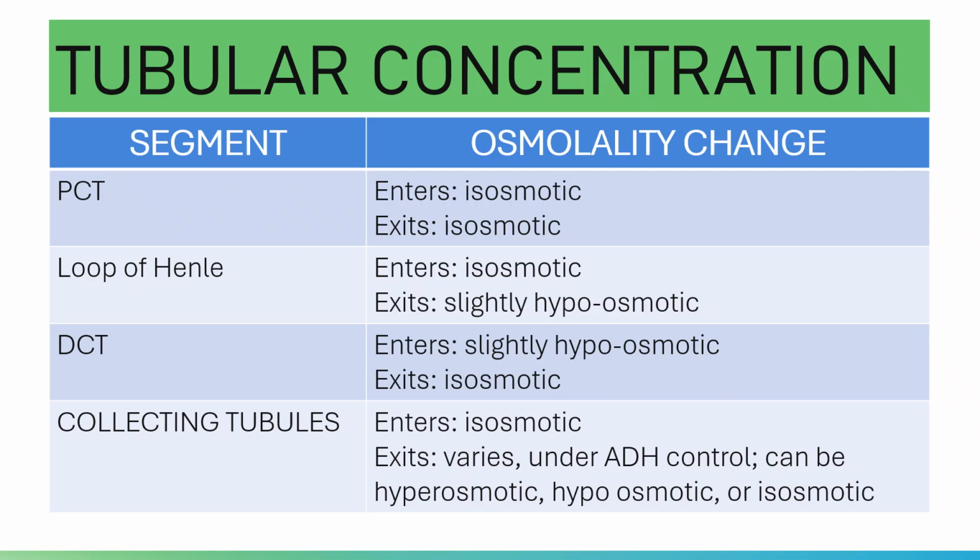Okay? Thereby, at the loop of Henle, the fluid will exit slightly hyposmotic. In your distal convoluted tubule, the fluid enters slightly hyposmotic and then exits isosmotic. In the collecting tubules, it enters isosmotic and exits varying, as it's under the control of your ADH. It can be hyperosmotic, hyposmotic, or isosmotic.